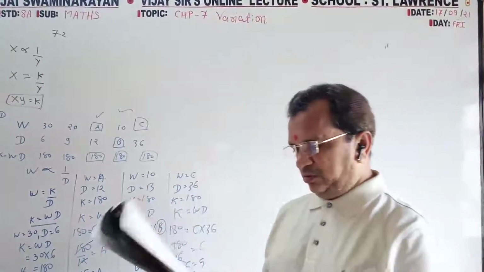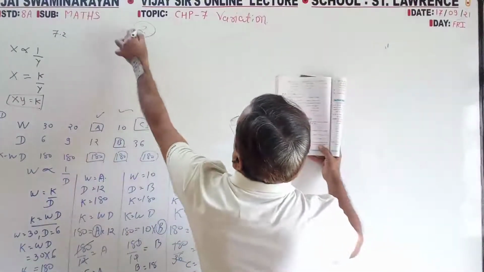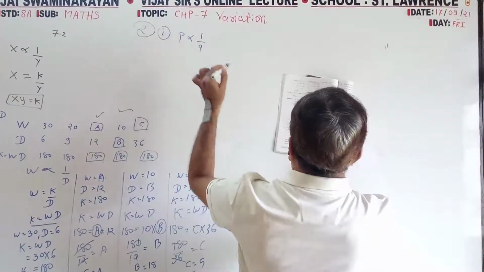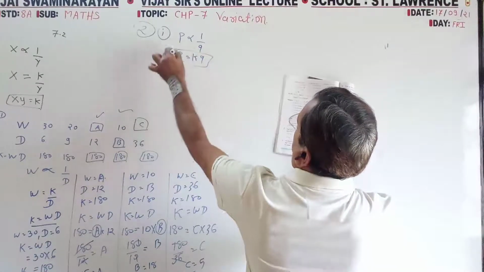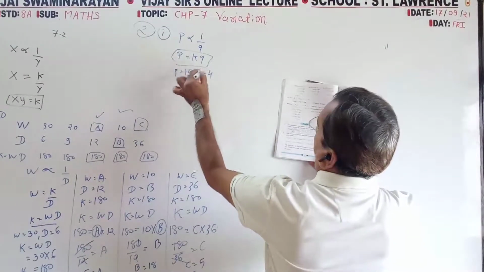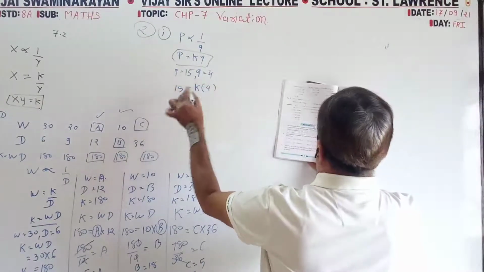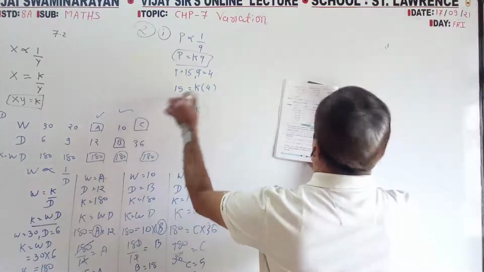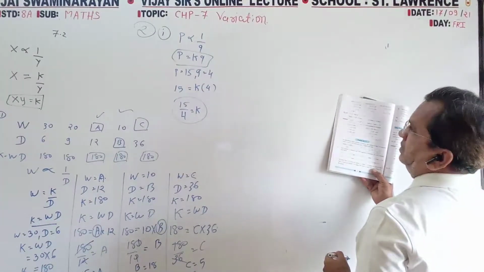Question number 2, very important. First, pressure P is inversely proportional to Q. P is equal to K by Q. This also you can take. When P is equal to 15, Q is equal to 4, 15 is K by 4, 4 goes down. Now this K will be the constant.